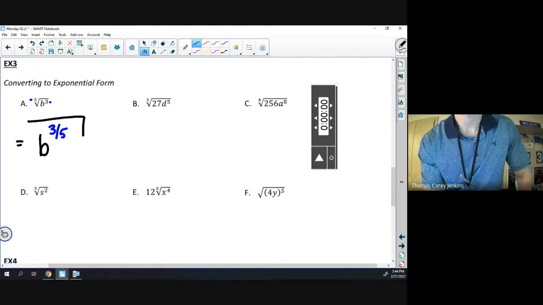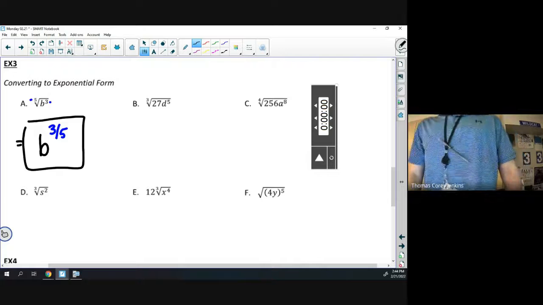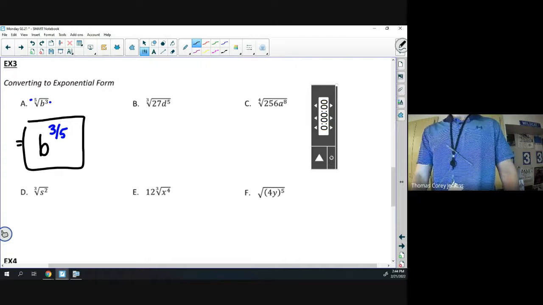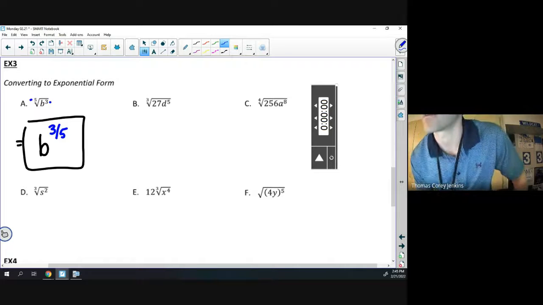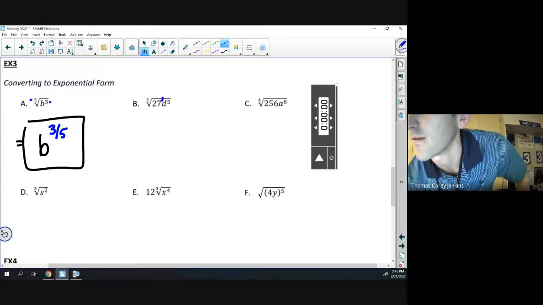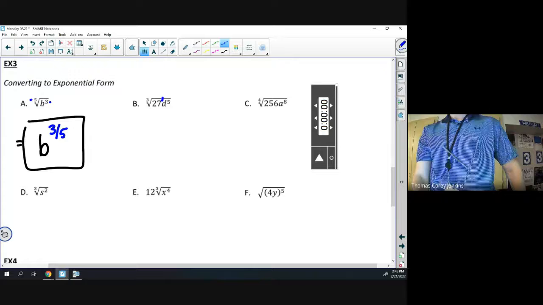Now again, when you're writing this on paper, you just want to be clear that 3/5 is an exponent. So we're not used to writing exponents as fractions necessarily. I like to use the kind of side-by-side fraction when I'm writing them as exponents. Okay. All right, looking at example B. So again, this one could be a little bit tricky, but the 5, remember, only goes with the D part of the factor, right? So we could read this as the cube root of 27 to the 1st power times D to the 5th power.